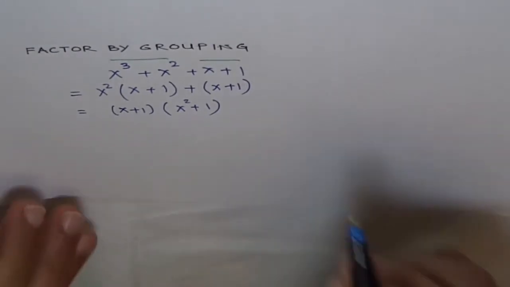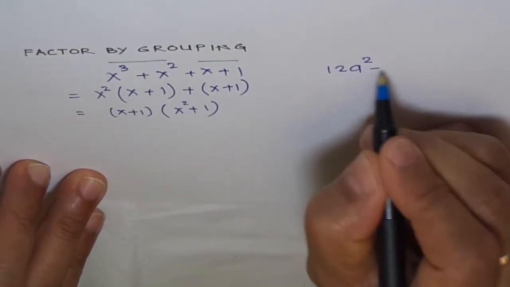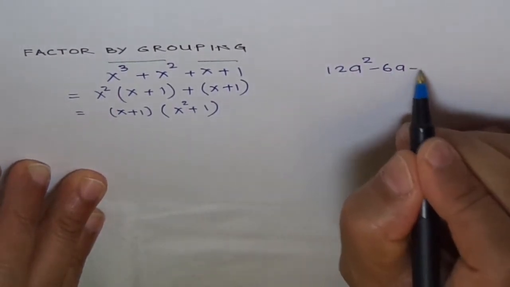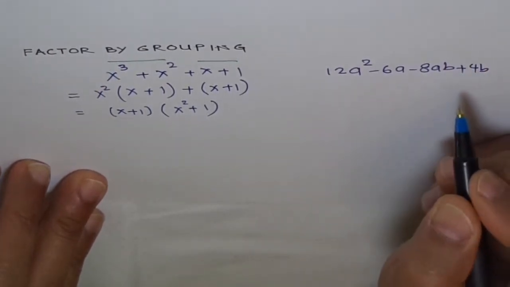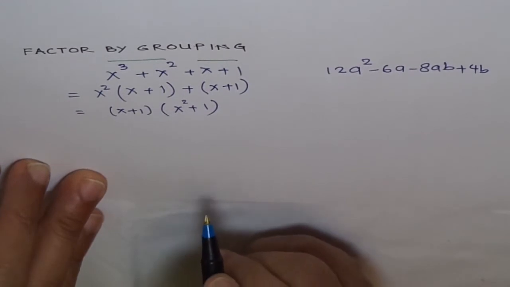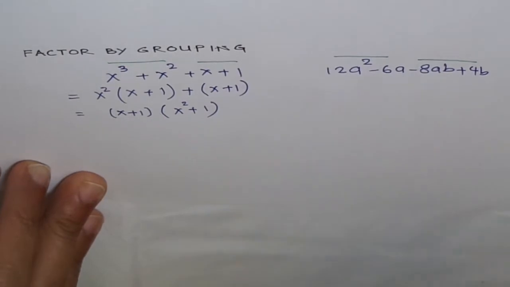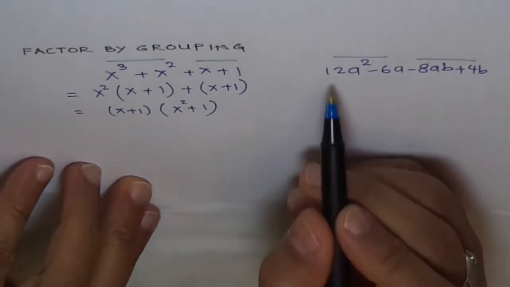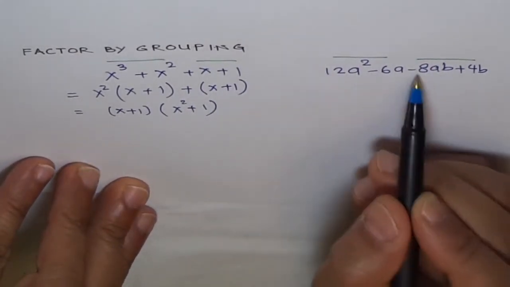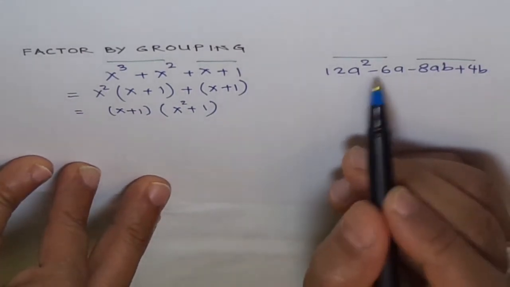Okay? Let's take another example. 12a square minus 6a minus 8ab plus 4b. Now, in this example, let's do similar kind of grouping. This and this. So what we did? There were 4 terms in our polynomial. We grouped 2 together because we saw a pattern, right? Here we could see common factors, and here also we can see common factor. 4 is common factor there, correct? Yes, 6 itself is a common factor here.